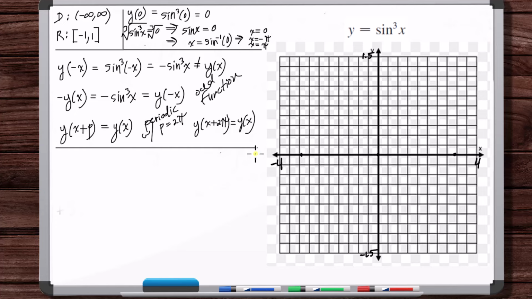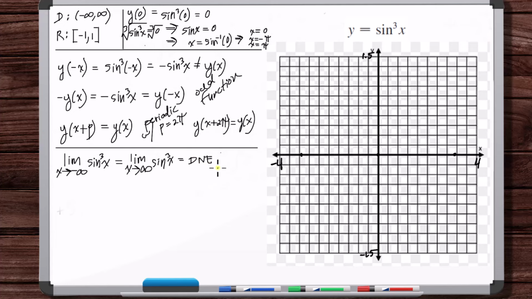All right. Next is endpoint behavior. To analyze the endpoint behavior, you take the limit as x approaches the limits of the domain. So in this case, it's negative infinity and positive infinity of the function. So the limit as x approaches negative infinity of the function is going to be the same thing as the limit as x approaches infinity of the function, and this is going to be does not exist.